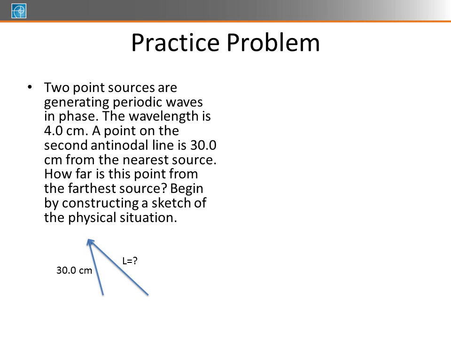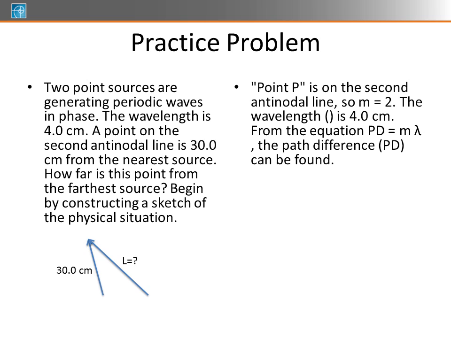So I'm going to try to solve for L. The point on the second antinodal line means that we're given m equals 2. So I know that my path difference between them is equal to m times the wavelength. Since my wavelength is 4 centimeters, 2 times 4 gives me 8 centimeters. So the path difference between these 2 lines is 8 centimeters.